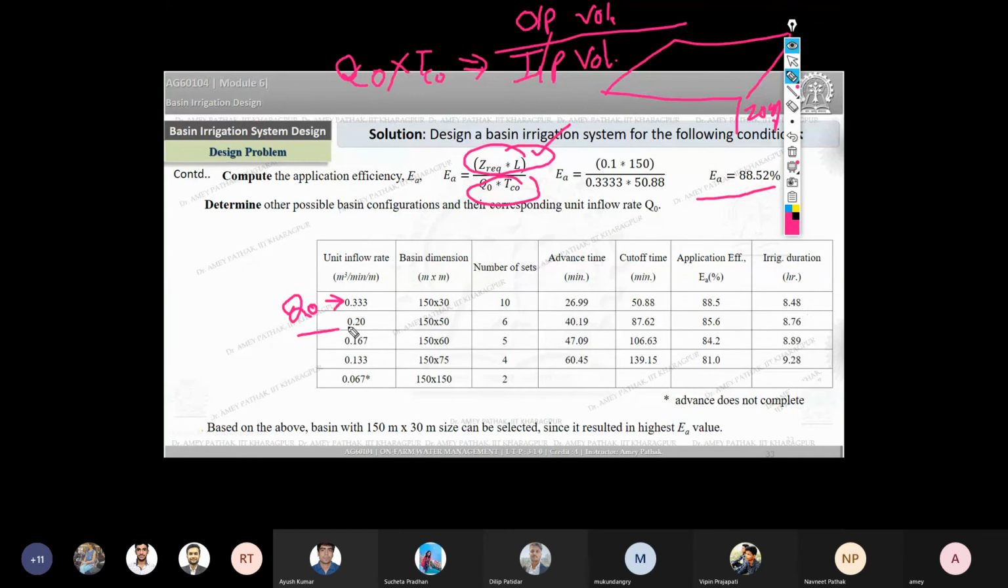Similar to that, we can see various combinations and various numbers of sets. Whichever is giving the highest efficiency, that we have to select. In this case, 0.33 is giving the highest efficiency, so we have to select this combination for our design purpose. Also we have to check, because the supply is available only for 12 hours. Although all the combinations are giving below 12 hours, whichever combination remains within the 12 hours of supply, that combination also we have to choose.